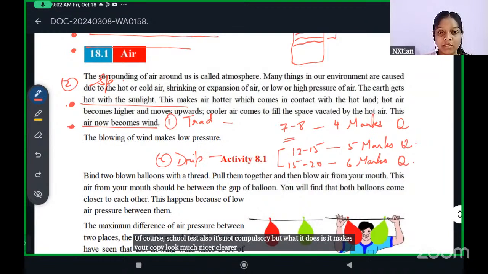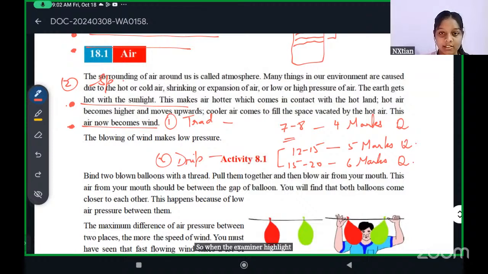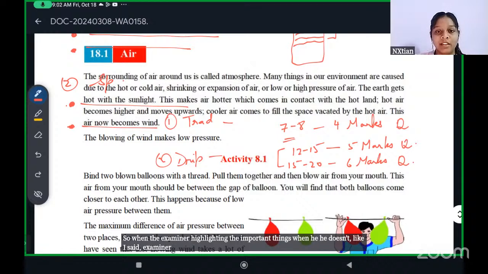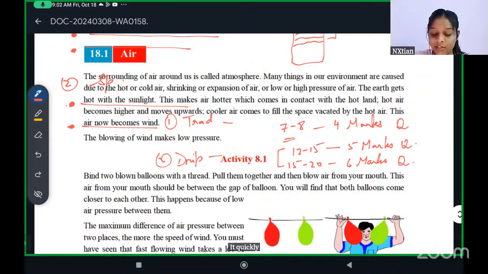The examiner, like I said, doesn't have a lot of time to read everything. When he sees the highlighted thing written in black, it quickly stands out. So he'll read the black thing, and he'll know that the point is correct. It gives more clarity to your answers.